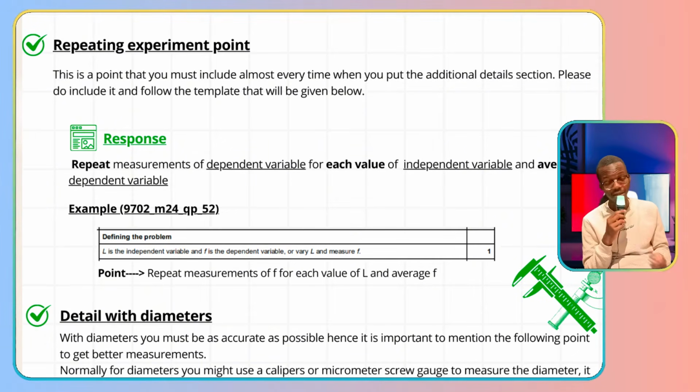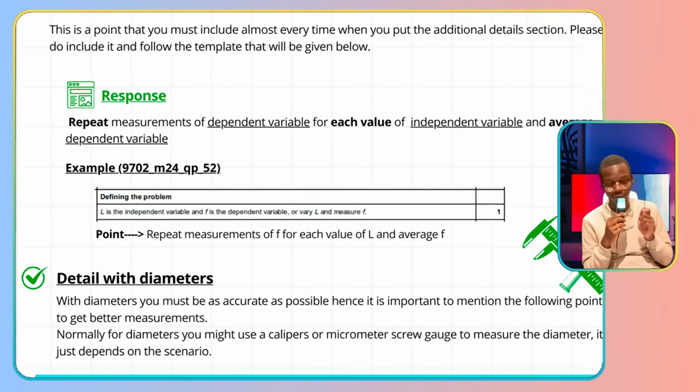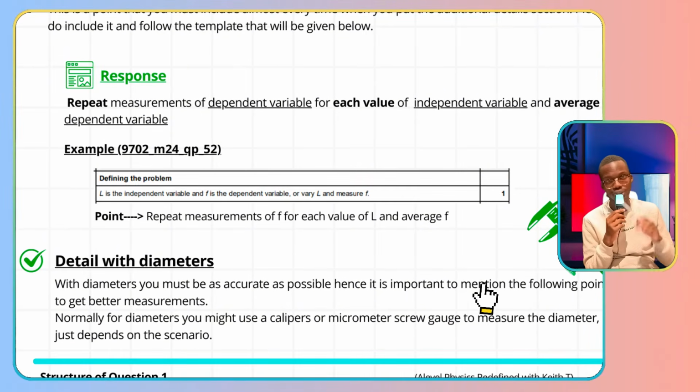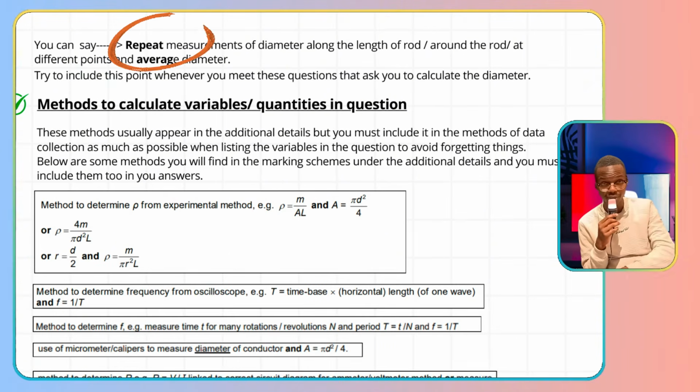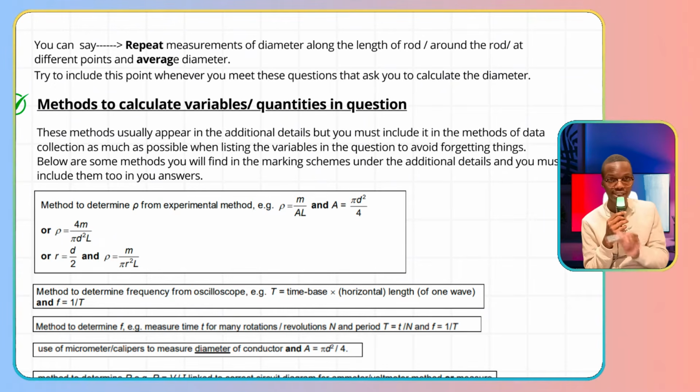Details with diameters. With diameters, you must be as accurate as possible. Hence, it is important to mention the following point to get better measurements. Normally, for diameters, you might use calipers or a micrometer screw gauge to measure the diameter, just depending on the scenario. But you should say repeat measurements of diameter along the length of the rod, or around the rod, or at different points. So the keyword is repeat measurements of diameter, and you should then average the diameter.